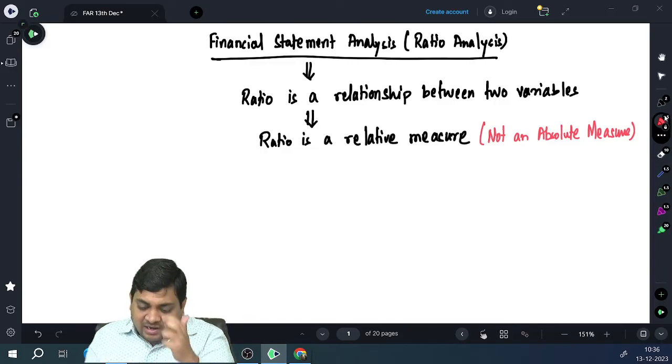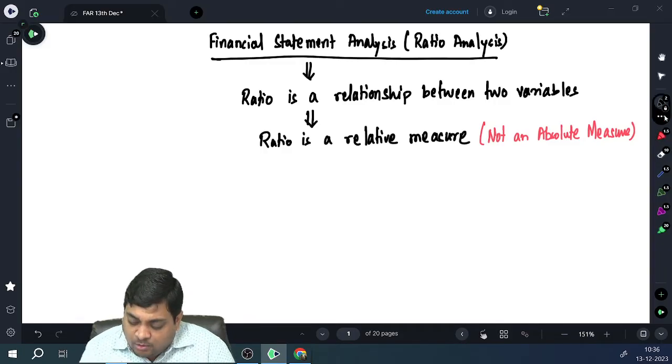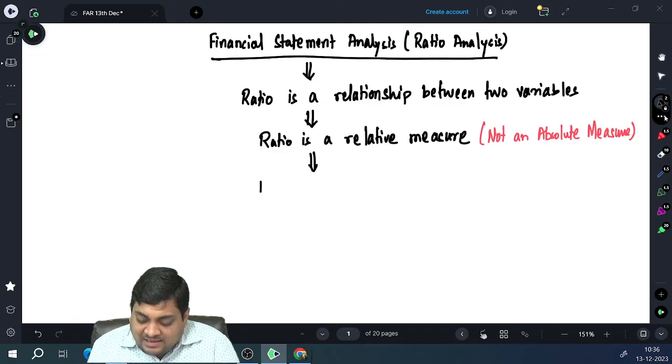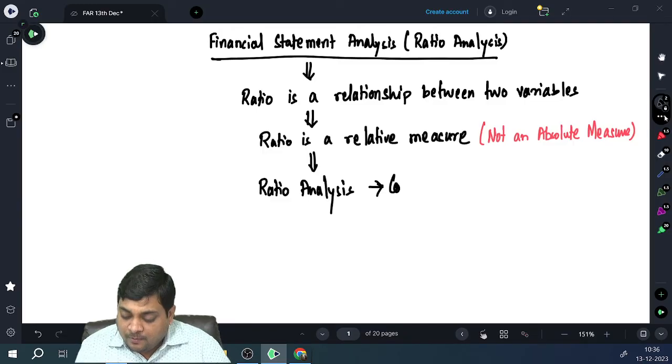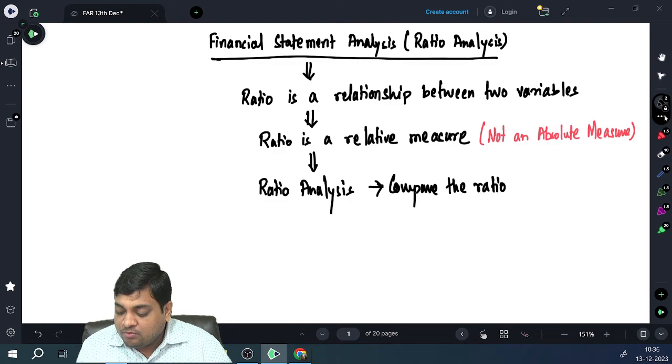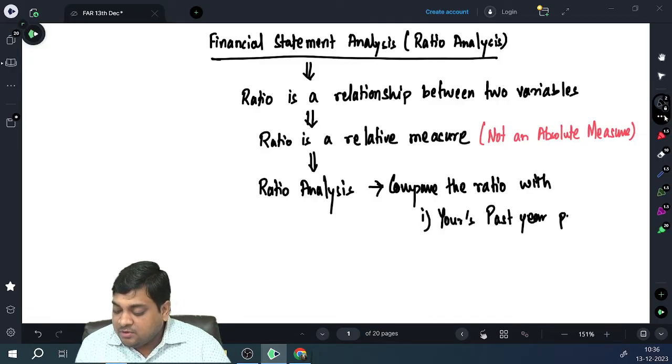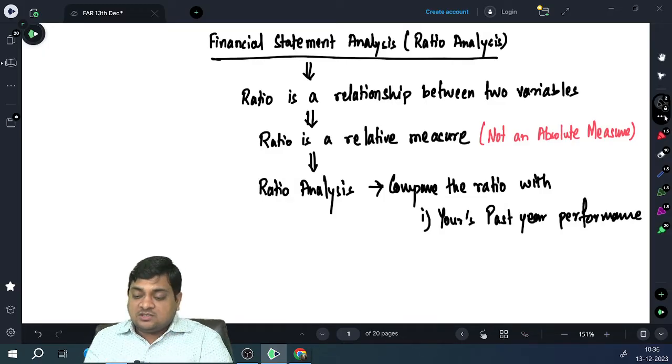So once you calculate a ratio, the next target would be analysis. Ratio analysis. Now how do you analyze the ratio? Basically you need to compare the ratio with your past year performance. So accordingly you can say whether you have grown your business or not.